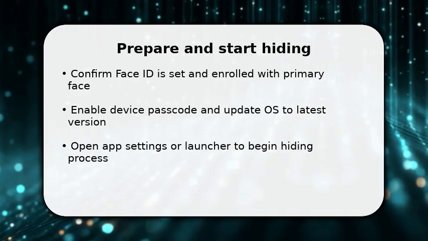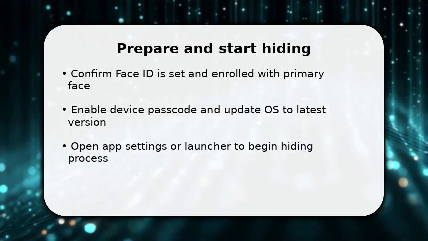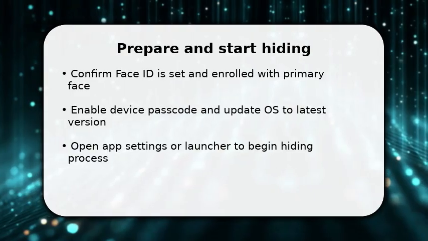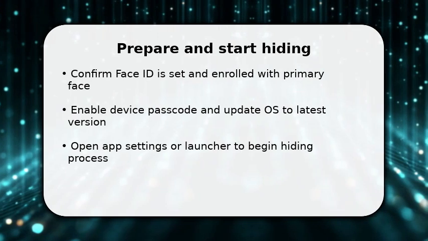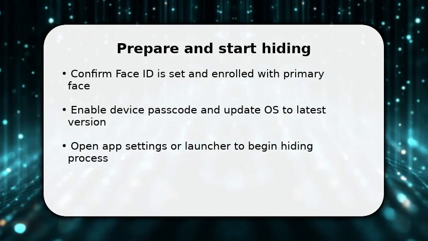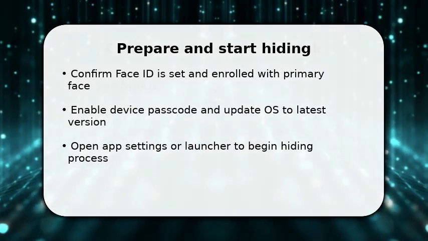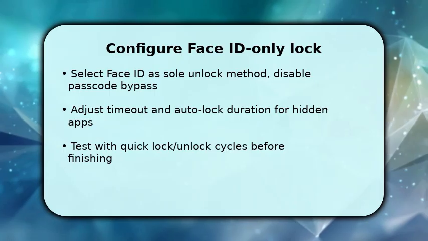Begin the hide flow by selecting the target apps, then choose Face ID only as the authentication method. This ensures only your biometric unlocks the hidden apps. Now configure the Face ID-only lock for each hidden app. Tap Authentication Preferences and explicitly choose Face ID.